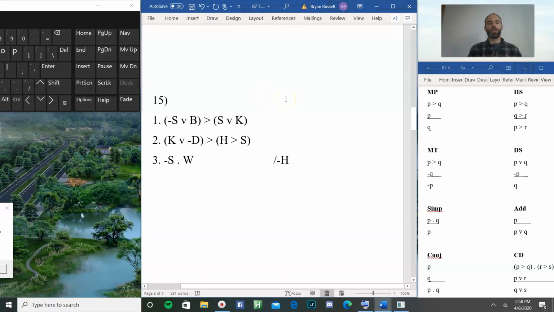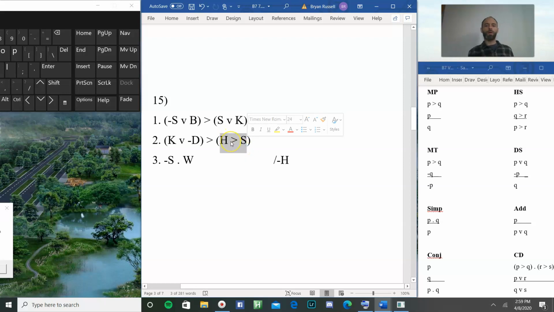All right, moving on. Let's do number 15. So in 15 we have if either not S or B, then either S or K. And if either K or not D, then if H, then S. And then we're also given not S and W, and we're trying to get not H. So as usual, let's look for the conclusion. Here we're trying to get tilde H. The only place we see H is here, but it is the antecedent of this conditional statement.